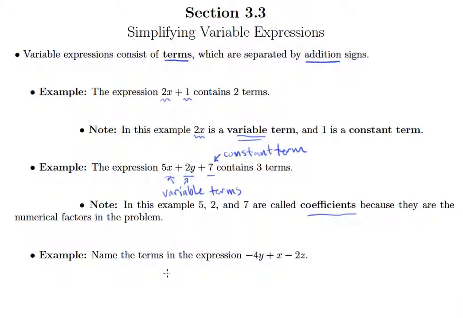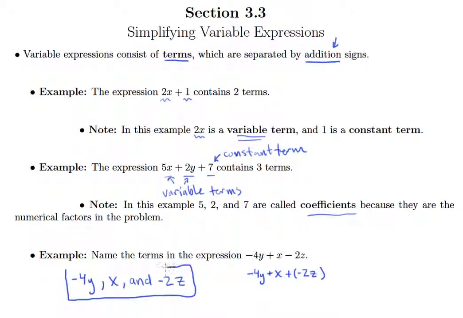All right, and then the last example we'll do here is we'll take a look at this expression, negative 4y plus x minus 2z. And we want to name the terms in this expression. Now remember that terms are defined by being separated by addition signs. So this minus here is a little problematic. So what you might do is you might say negative 4y plus x, just rewriting this. And then of course minus 2z is the same as plus negative 2z. And so that would tell us that negative 4y, x, and negative 2z are the terms.